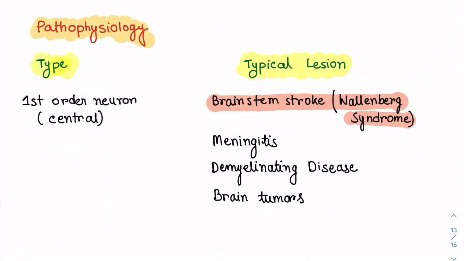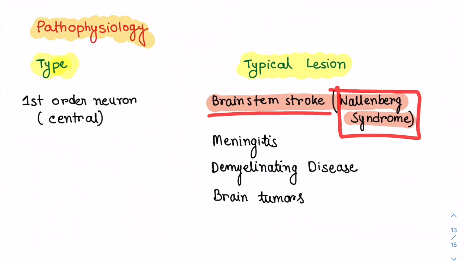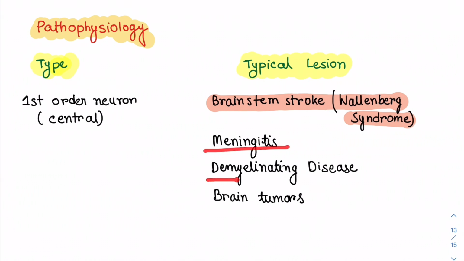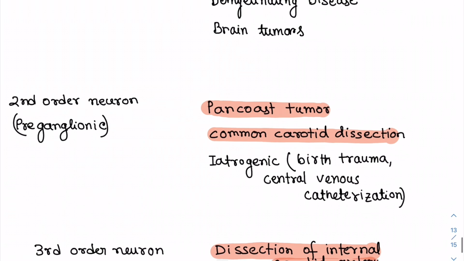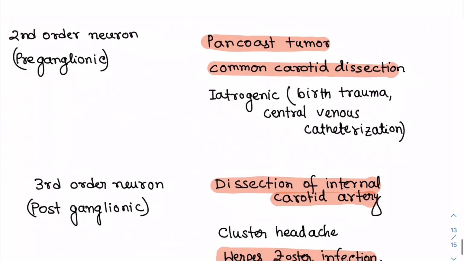The damage of the first order neuron is caused by 4 main regions. The first is brainstem stroke, also called Wallenberg syndrome. It may be meningitis, demyelinating disease such as multiple sclerosis, or brain tumors. Second order neuron damage may be caused by, most importantly, Pancoast tumor, common carotid artery dissection, and iatrogenic causes like birth trauma and central venous catheterization.